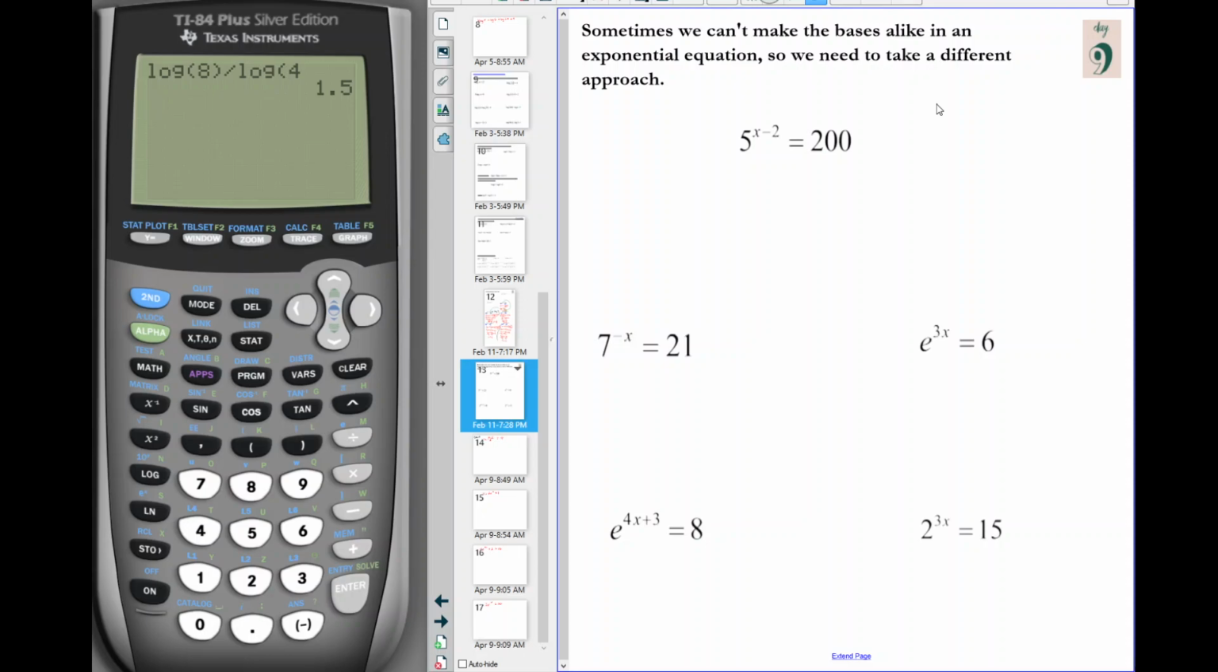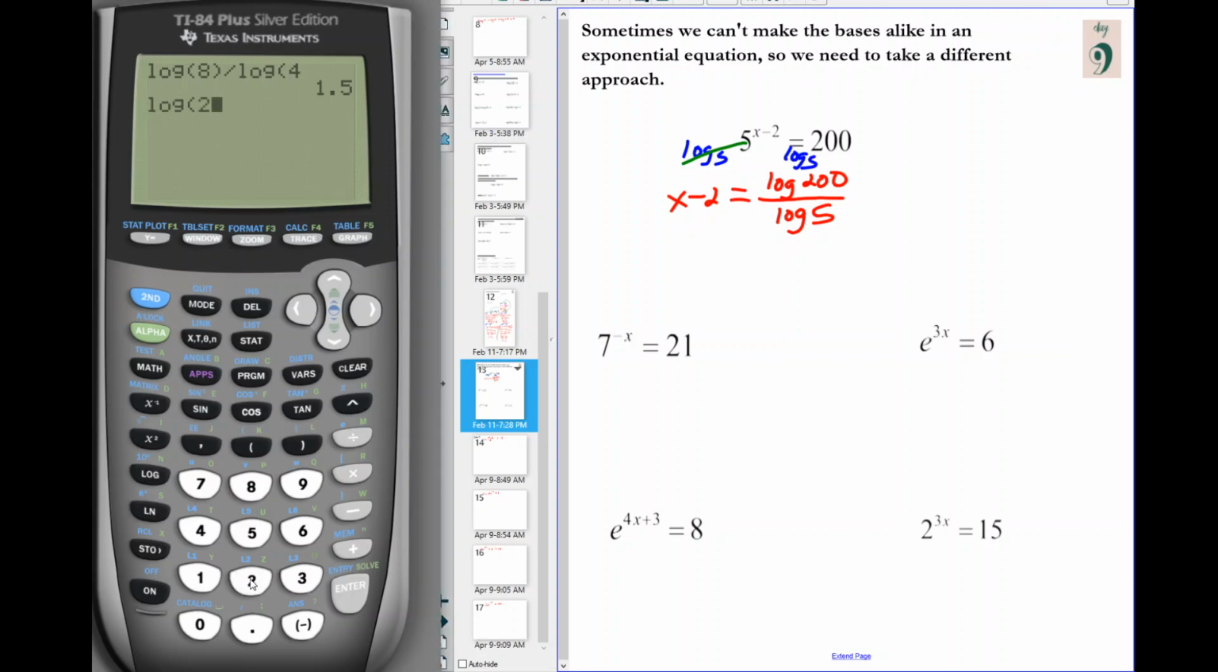Caleb, for the first one, what do you want to do? Well played, Caleb. Good. Log base 5 on both sides. Just like on the ones that we did on the last page, x minus 2 comes out with power property. But when I go to do log 200 divided by log 5, when I do change of base, bad things happen. Log 200 divided by log 5. It's an irrational number.